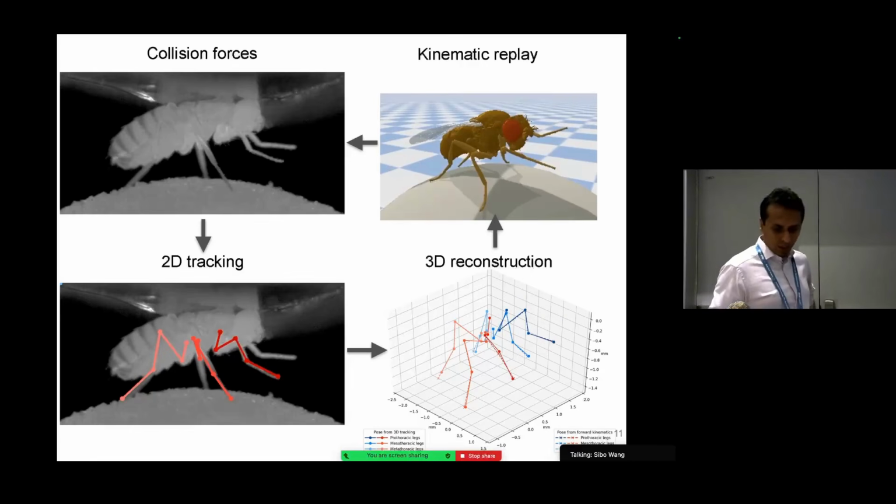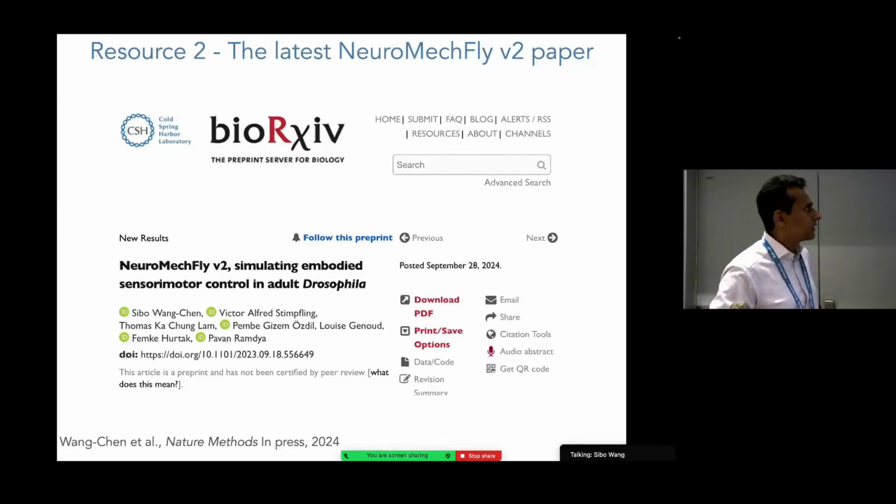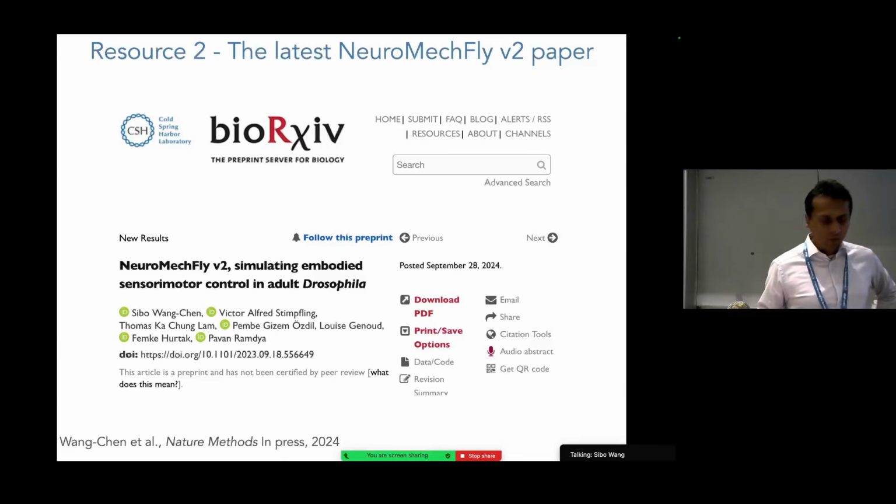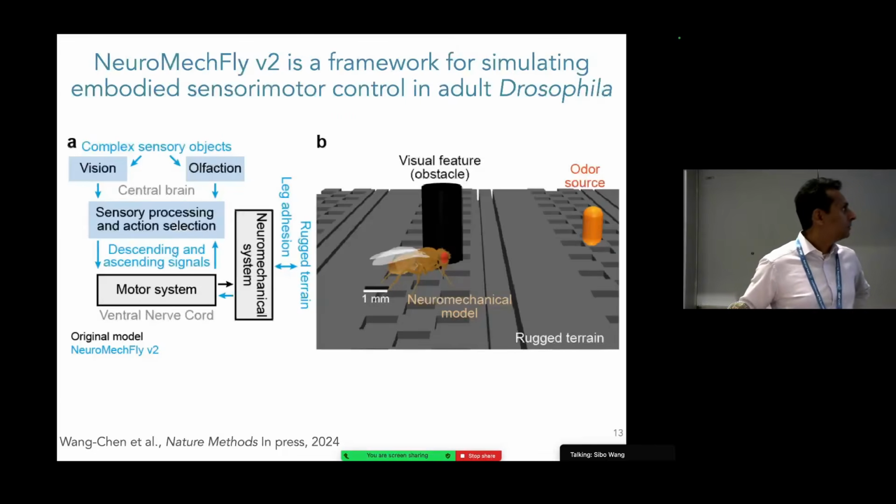So this is one really nice early way in which the biomechanical model could be useful for science. But of course, if we want to understand how the nervous system works to drive behavior, we need something that can actually have neural network controllers as well. Which leads us to the paper that is now in press in Nature Methods and was published in bioRxiv, another resource where we describe, and I'm just going to very briefly overview in the following slides, the improvements on the initial NeuroMechFly model.